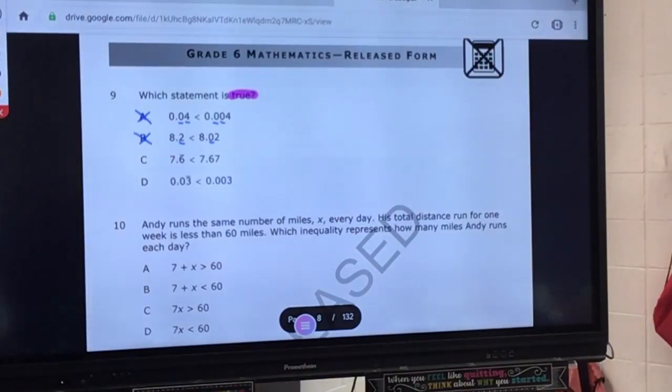All right, looking at C. Take a minute before we move any further. What does that line above the 6 mean, Zoe? It's repeating. So really this number is 7.6 and 6 and 6 and 6 and 6 and 6, right? So it'll go on forever.